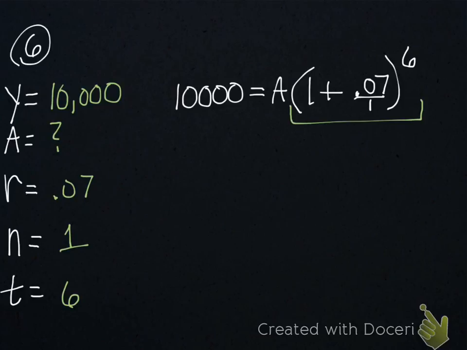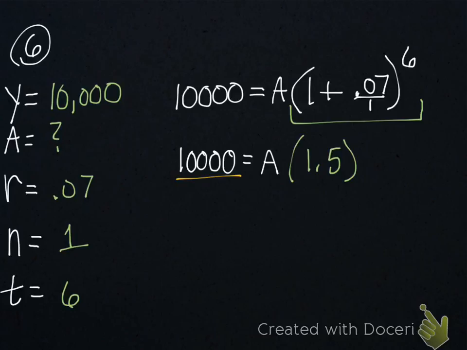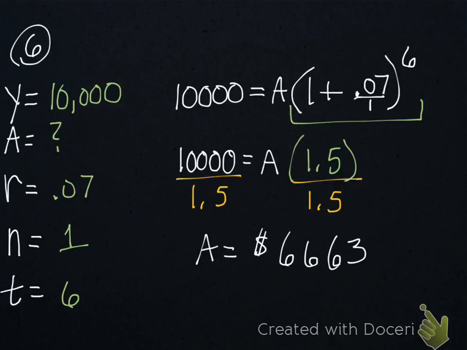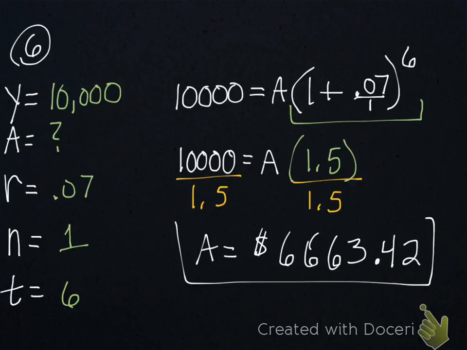Now, simplify the big parenthesis part. So I have 10,000 equals A times what? Well, that would be 1.5. That's a pretty good return. So we're going to divide both sides by the 1.5 coefficient. When we divide, we find the value of A, which is $6,663.42. That was the beginning balance in order to get $10,000 after 6 years.